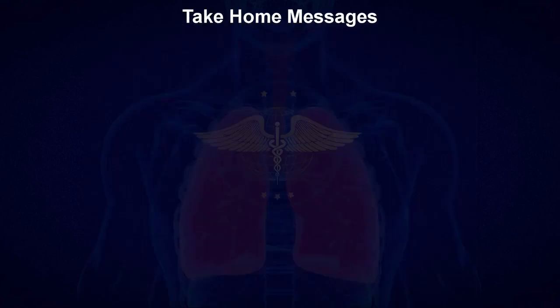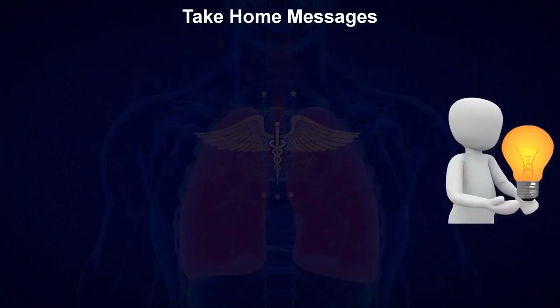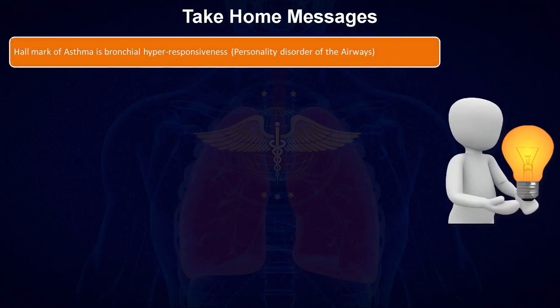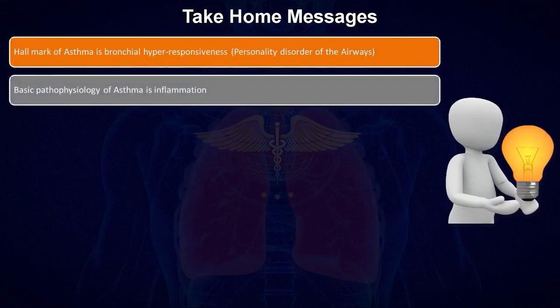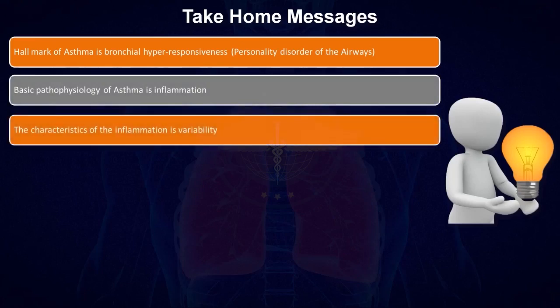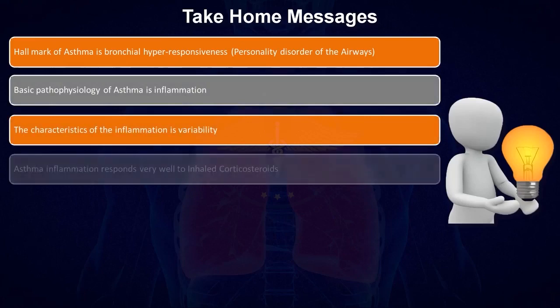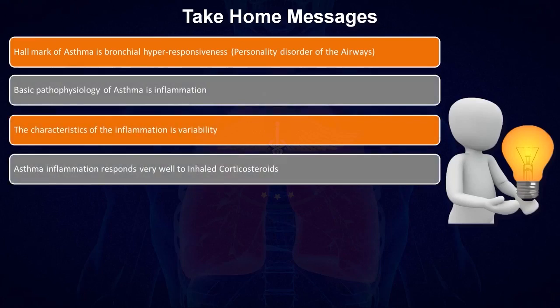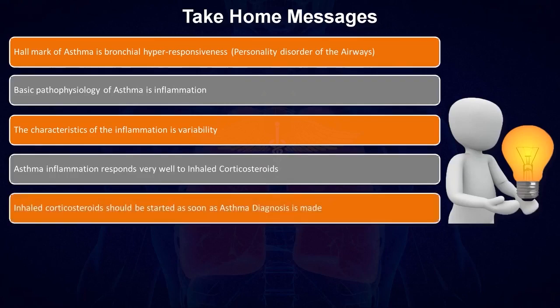So the take-home messages from my presentation are that the hallmark of asthma is bronchial hyperresponsiveness. The basic pathology of asthma is inflammation. The inflammation of asthma is highly variable and it responds very well to inhaled corticosteroids. So we should initiate inhaled corticosteroids as soon as we have made a diagnosis of asthma.